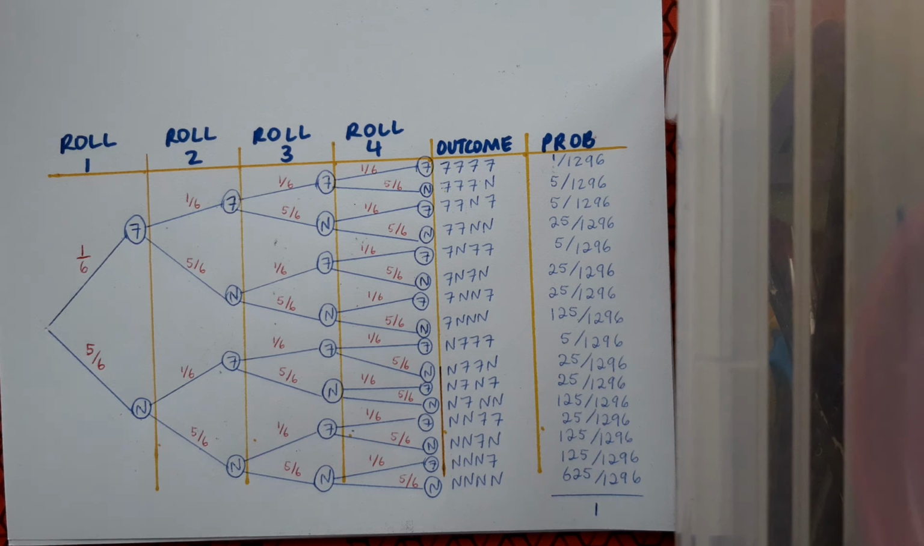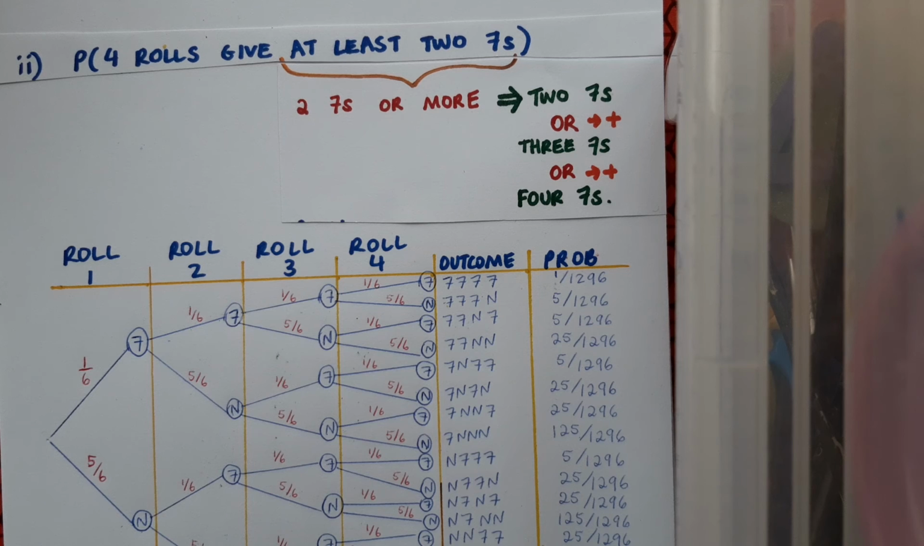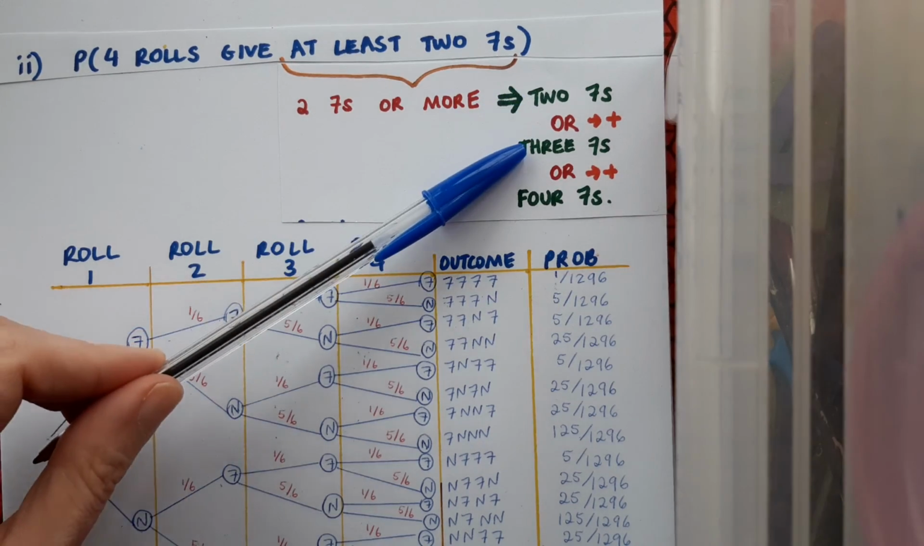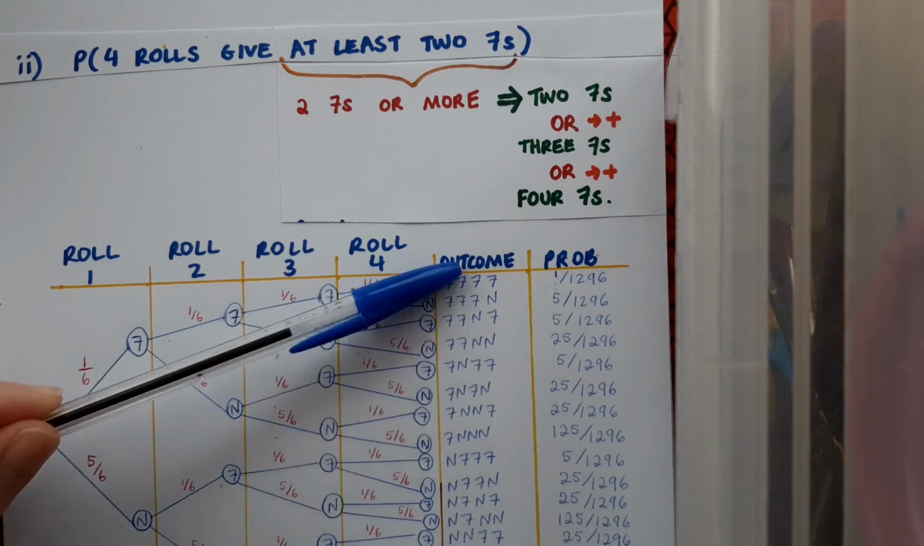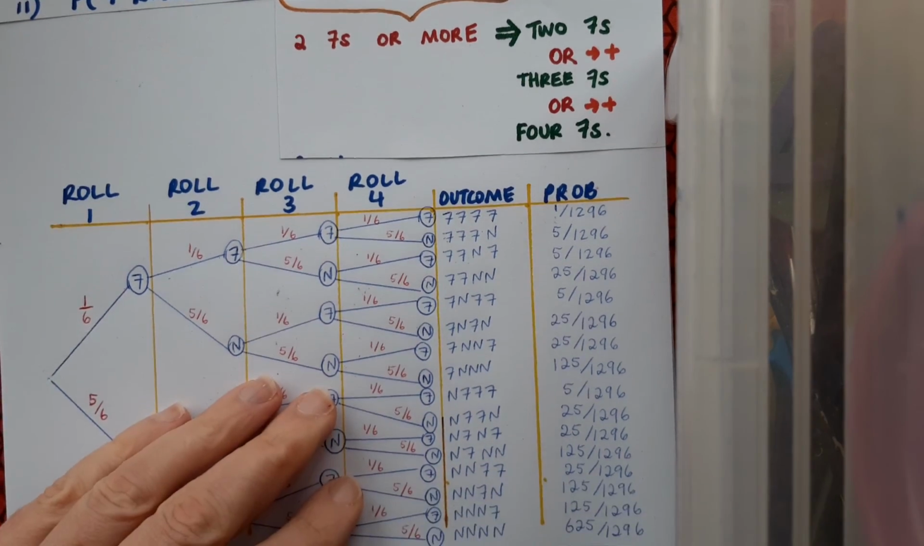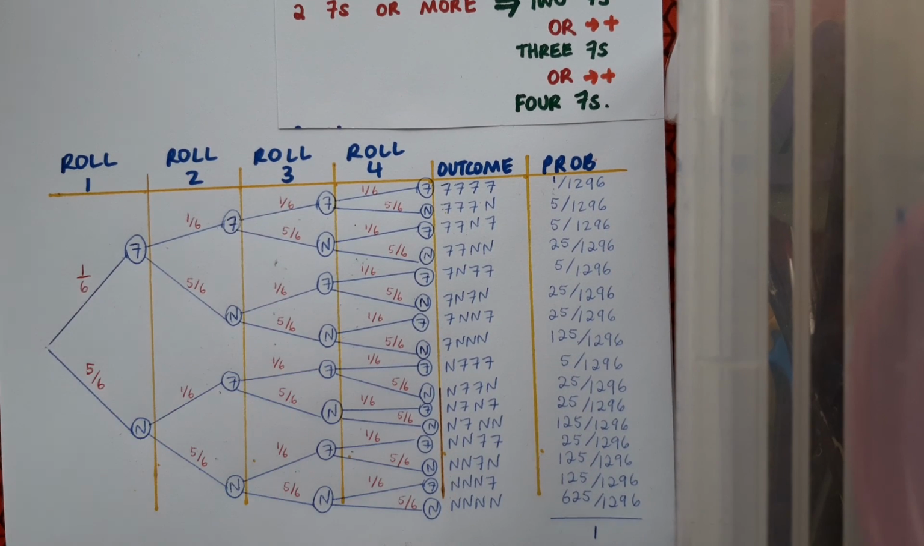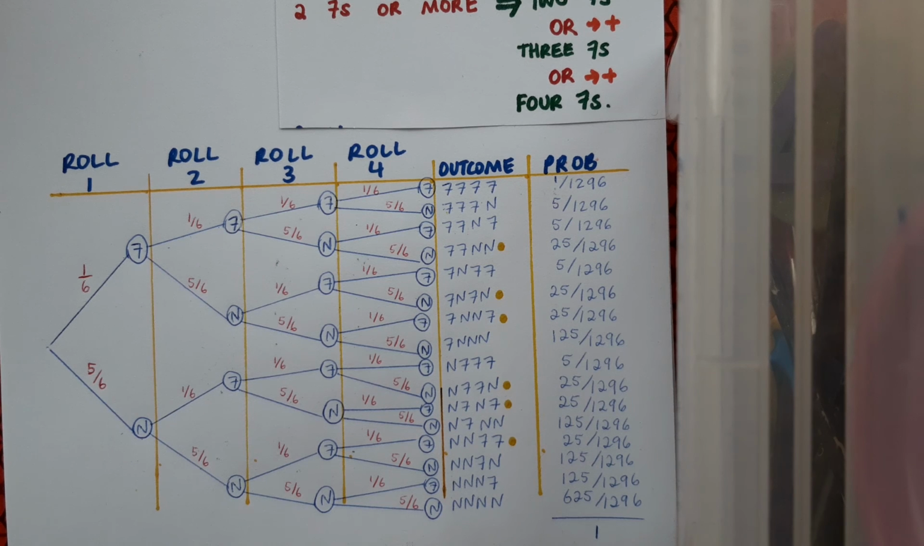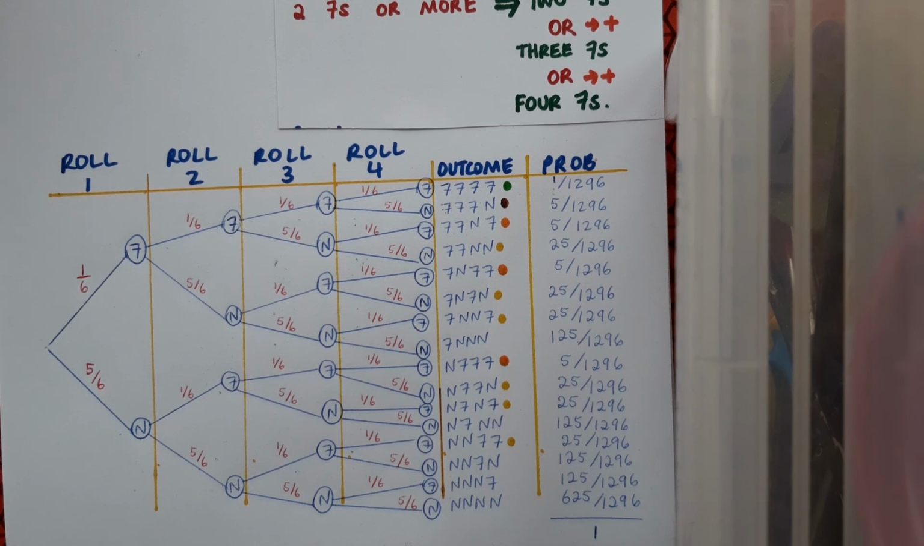And now I want to use this to work out the answer to my question. So just to remind ourselves again, the probability that 4 rolls give at least 2 7s. So I want 2 7s, or 3 7s, or 4 7s. So I can go down through my list of outcomes now and select the ones that fit that description. So I'll pick out all the ones that have 2 7s first of all, and then I'll pick out the ones that have 3 7s, and then finally the ones that have 4 7s. And there's just one of those.